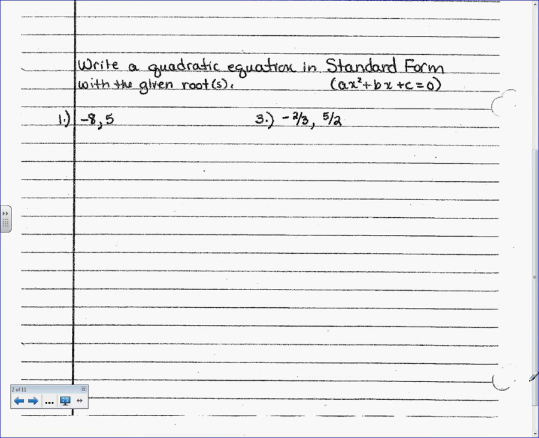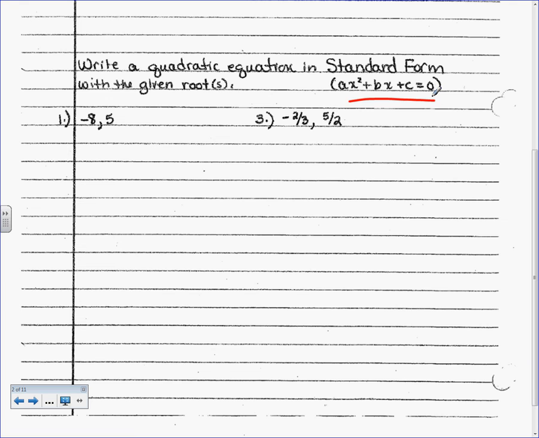This says, write a quadratic equation in standard form with the given roots. So really short version, standard form looks like this: descending order equal to 0. You're not allowed to have fractions or decimals in standard form. We'll deal with that later.